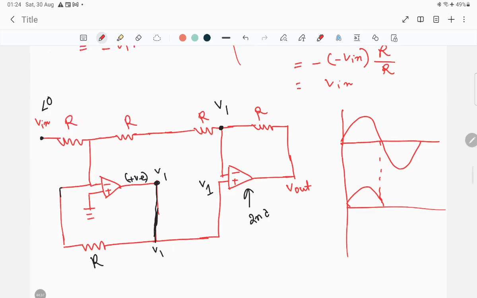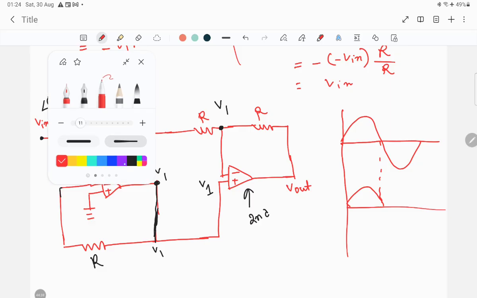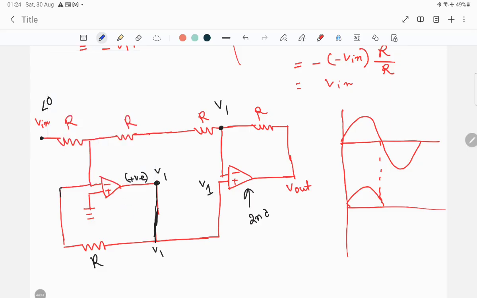Fine. Then what will be the voltage for this first op-amp? Again this first op-amp is in the feedback connection, so we may use the virtual ground concept right now, because the non-inverting terminal is connected with 0. So this is 0 and this will be 0.